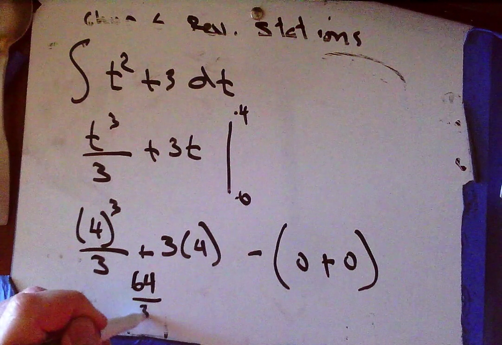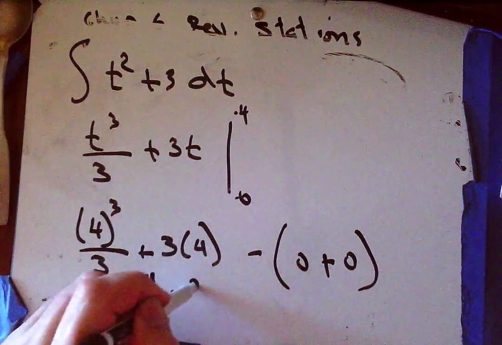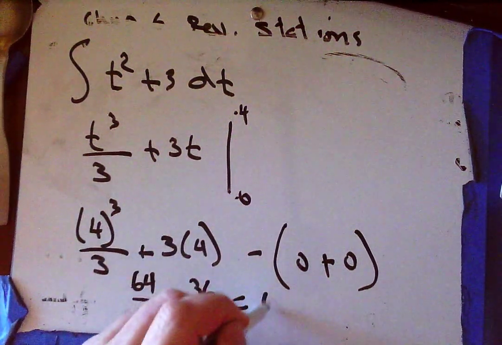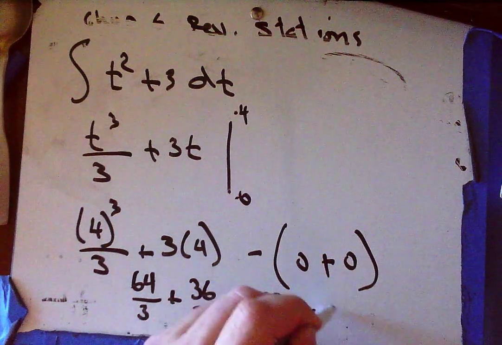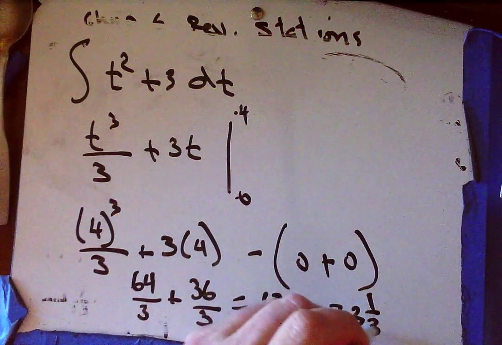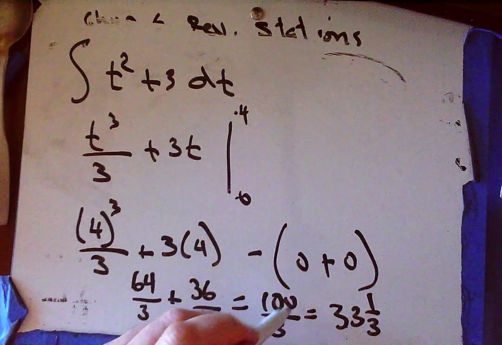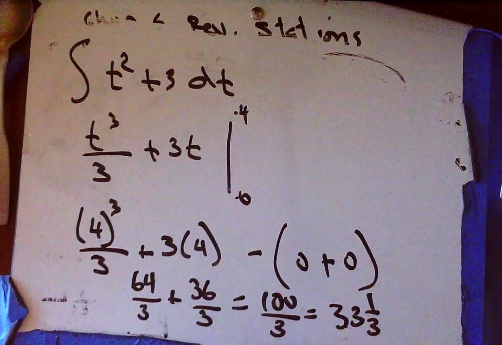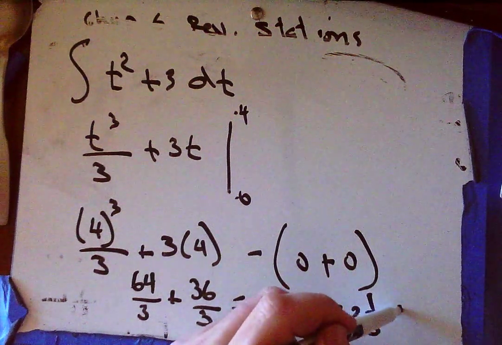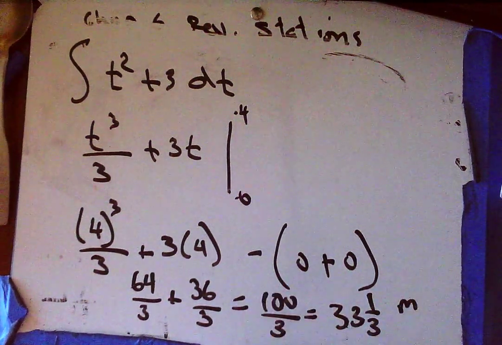I have 64 over 3 plus 36 over 3, or 100 over 3, which is 33 and 1/3. Yeah, that's it. And again, this would be meters.